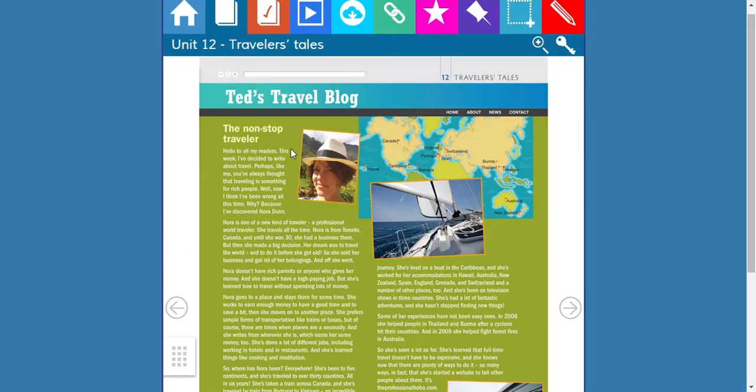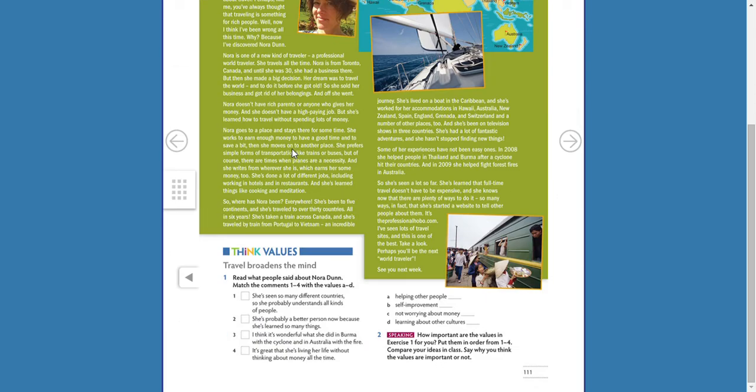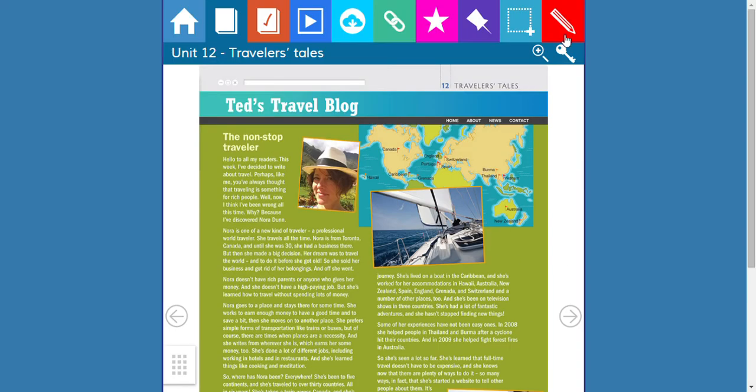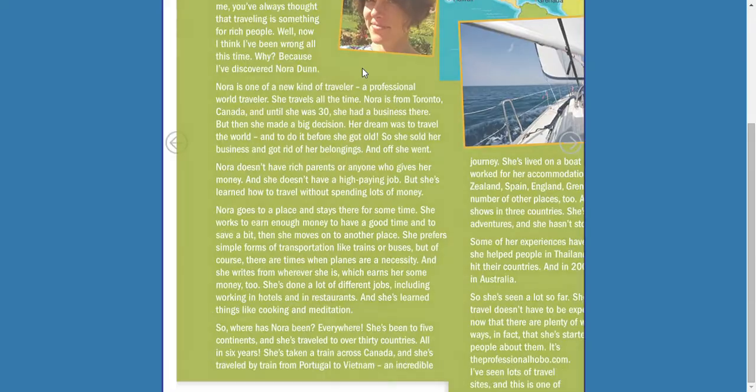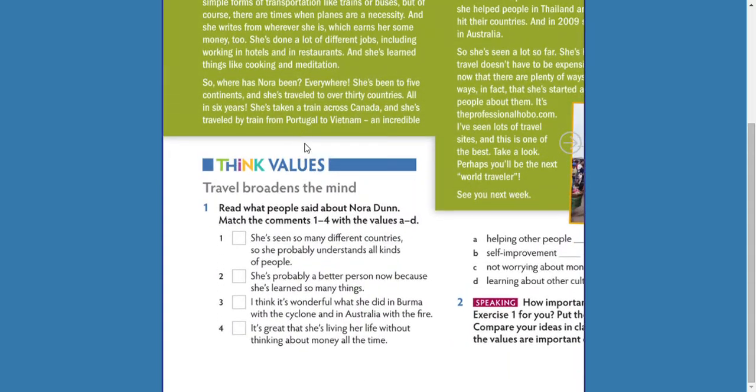So here is the activity, and here it says travel broadens the mind. Read what people said about Nora, match the comments from 1 to 4 with the values A to D. So the idea is, what do people think about this website? About Nora. For example, this is personal: She's seen so many different countries, so she probably understands all kind of people.